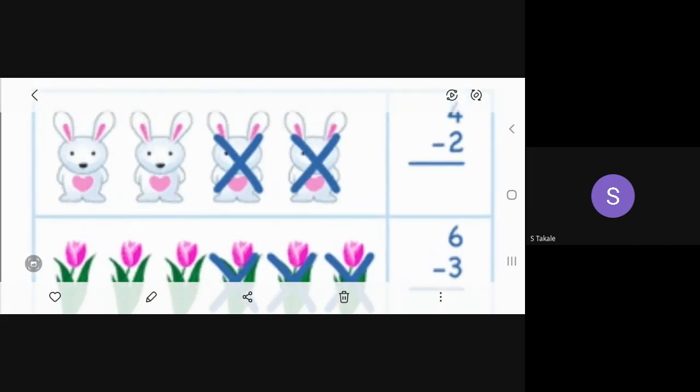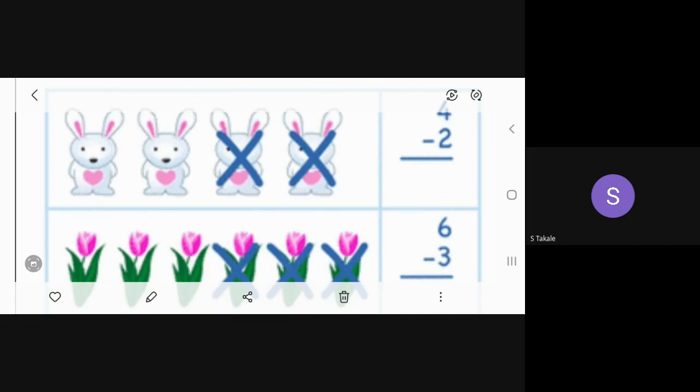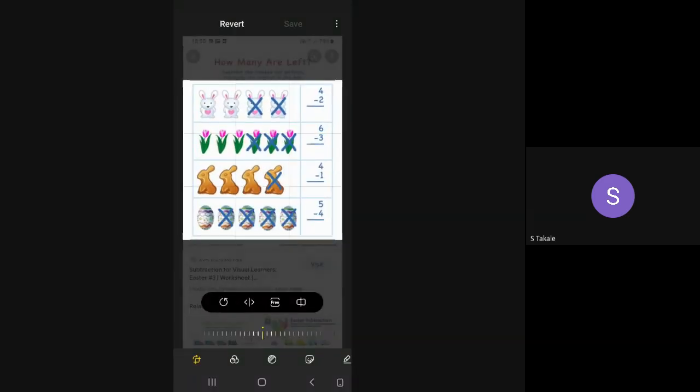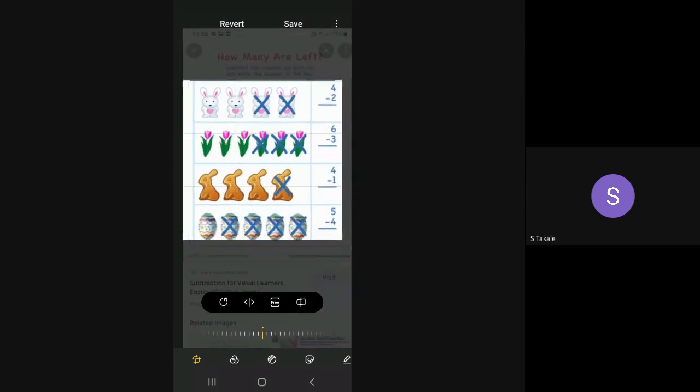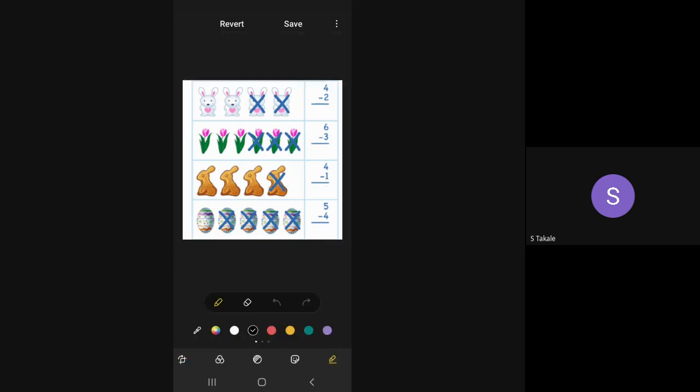The first example we are going to solve is 4 minus 2. 4 minus, we will call it minus sign also. 4 minus 2. So here are 4 rabbits, we will cut 2. So how many are left? It's 2. 1, 2, 3, 4 rabbits. We will cut 2 from that. And how many left? It's 1 and 2.